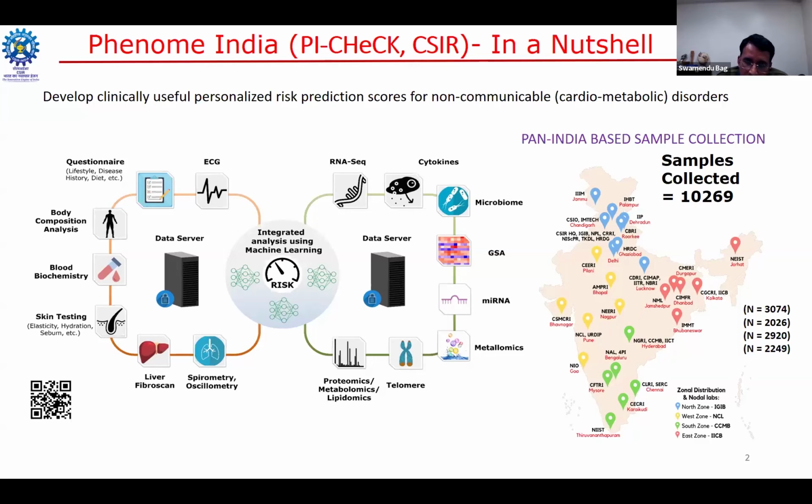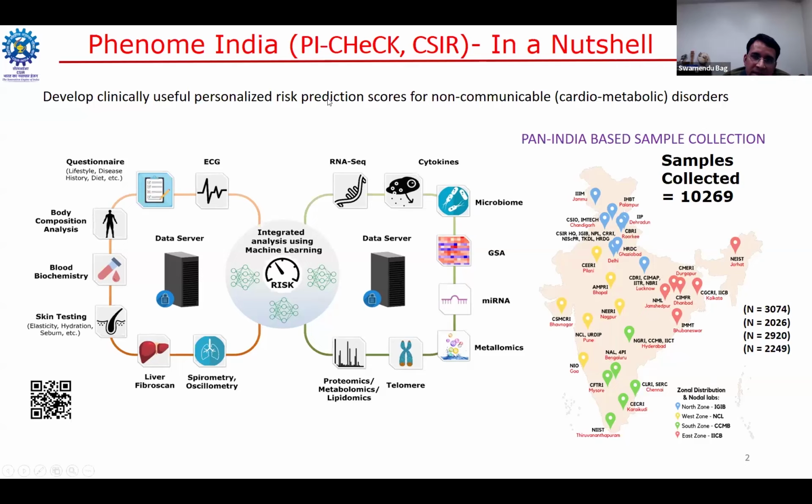So in this study, we are trying to collect plasma samples on a pan-India basis. Till now, we have collected 10,000 samples. Although the sample is not too much, it represents pan-India because we collected the samples from different CSIR labs. There are 37 CSIR labs and some outreach centers throughout India. So these are the locations of the CSIR labs. You can see north, east, and west. We are divided as per east, west, north, and south.